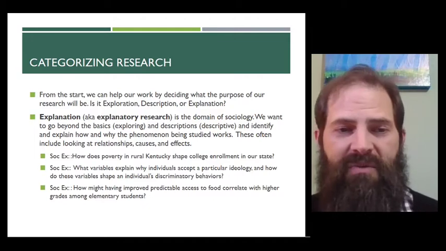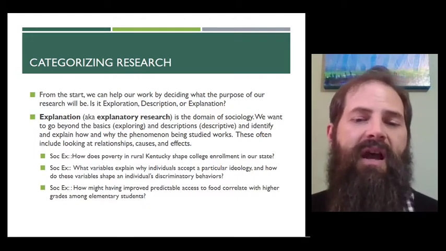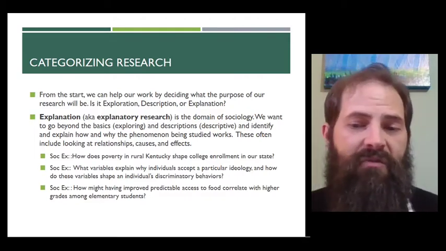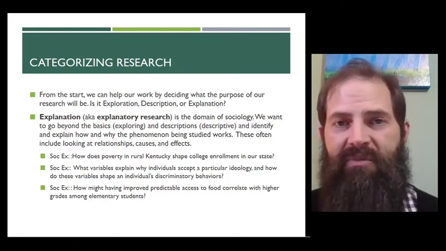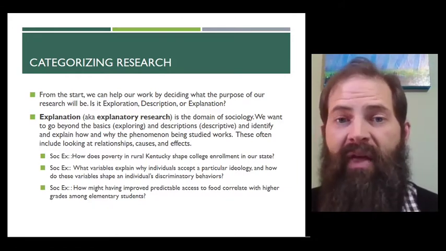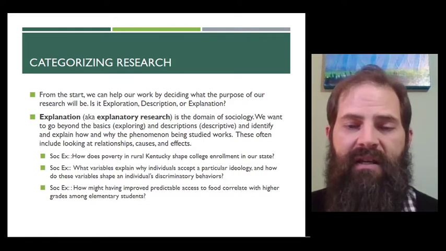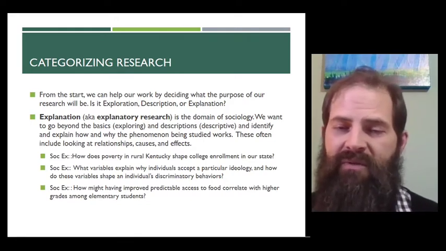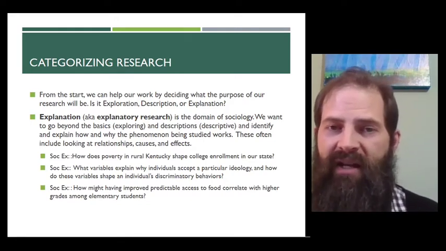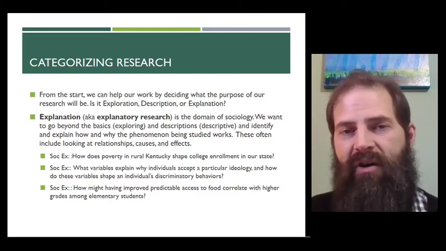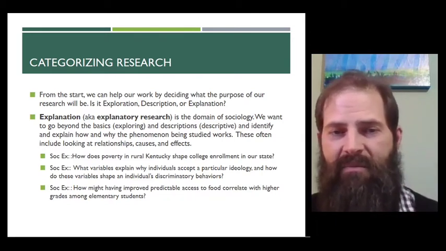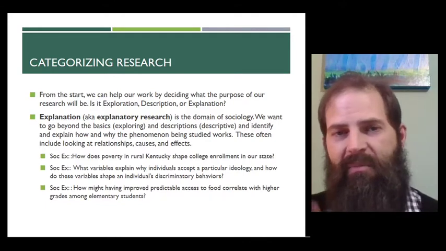Another explanatory question might be something like, how might having improved predictable access to food correlate with higher grades amongst elementary students? We could explore that. That's a very possible study. And we're thinking about two variables. We're talking about predictable access to food and higher grades. And we're making this guess that maybe as this one changes, this one might change.